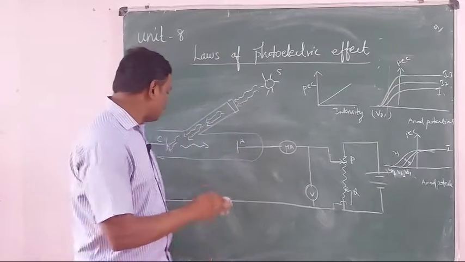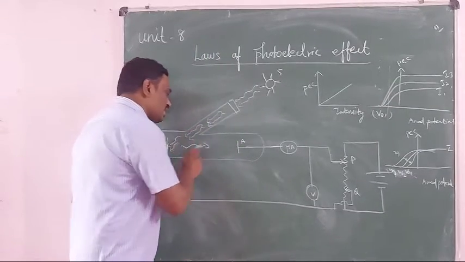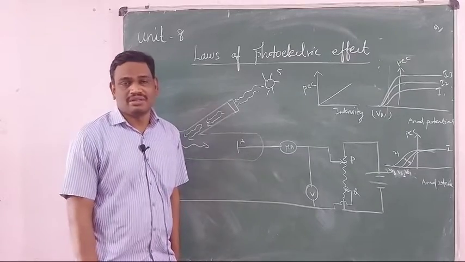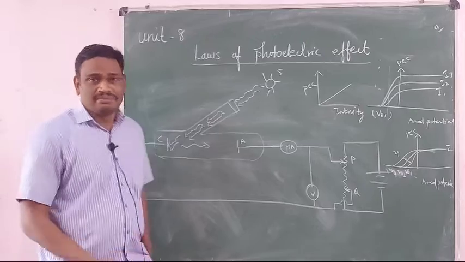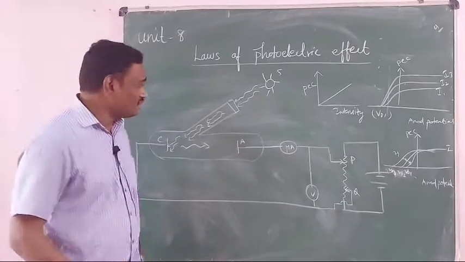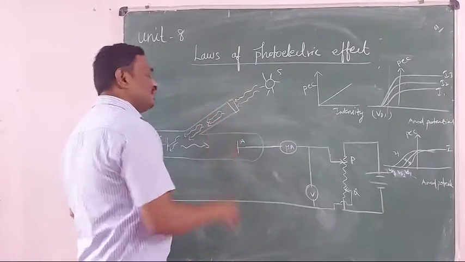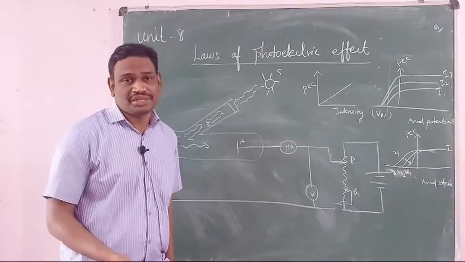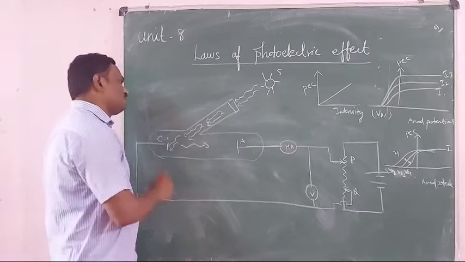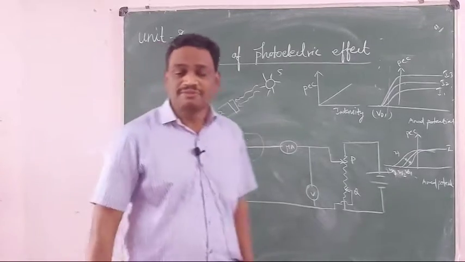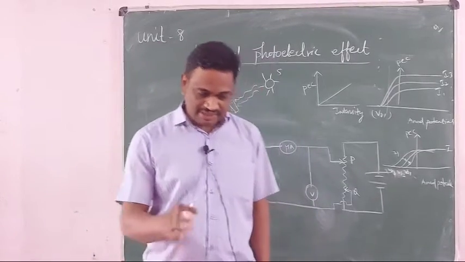There is no time lag between incident radiation and the emitted photoelectrons, and this also proves that light is a particle, because if the incident radiation were a wave, then the electron would take much time to get energy from the entire wave. Okay, these are the laws of photoelectric effect. So, there are 5 statements.